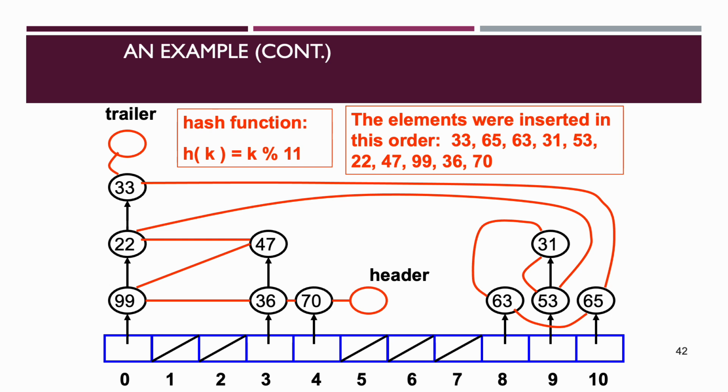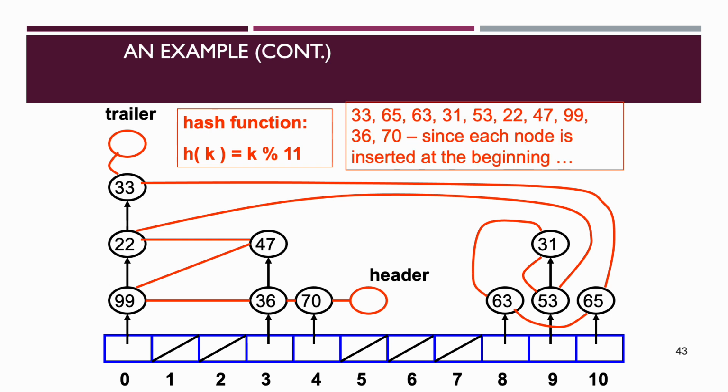Then 22, here 22 by 11, the remainder is again 0. So then 33 moved, and then 22 was inserted. Then 47, here the remainder is 3, so 47 is inserted. Then 99, again the remainder is 0, so it is inserted here. Then 36 here on 3, and then 70. So this is how the elements were inserted in this order.